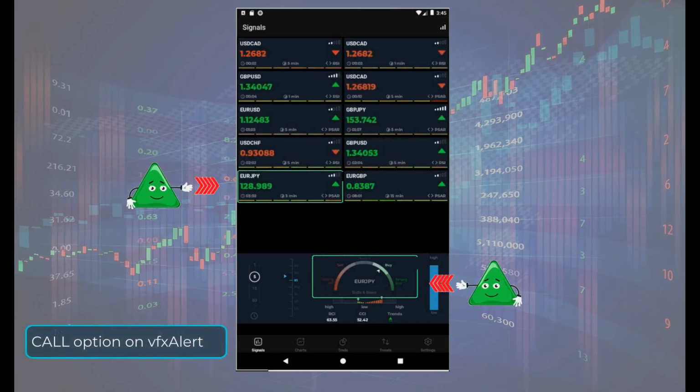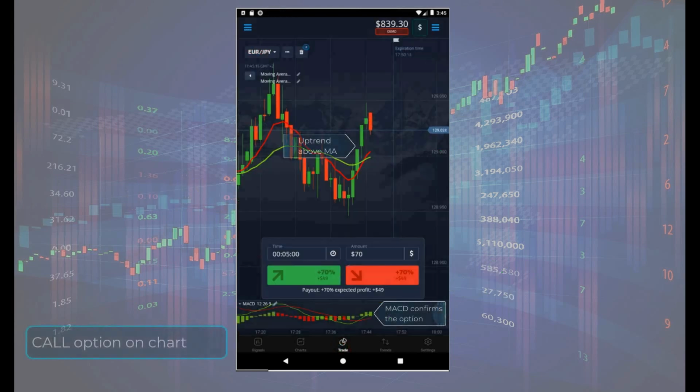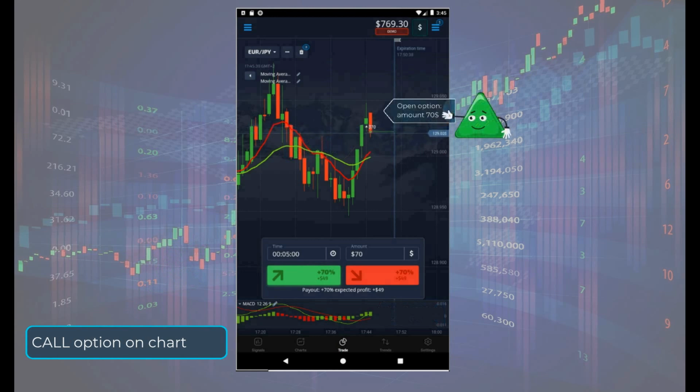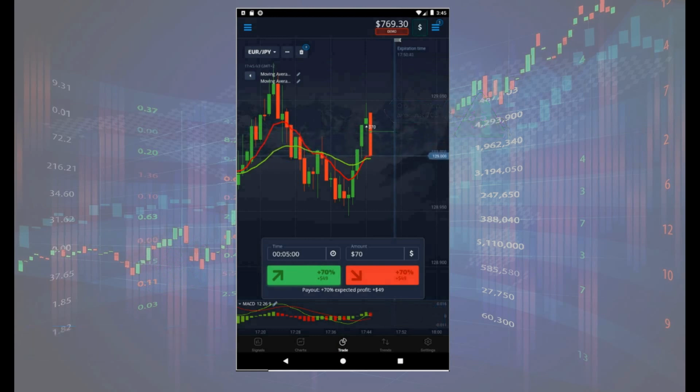The second option is Euro-Yen. vfxAlert shows a call option. We look at the information from the strategy. The vfxAlert signal is confirmed. The uptrend is far from the moving average, MACD is above zero. Open a call option on a short price rollback.